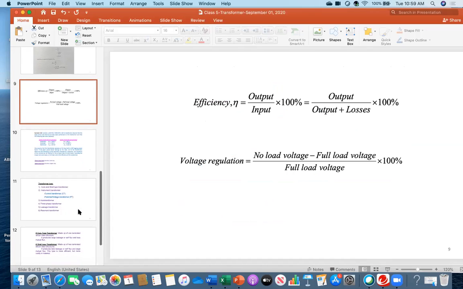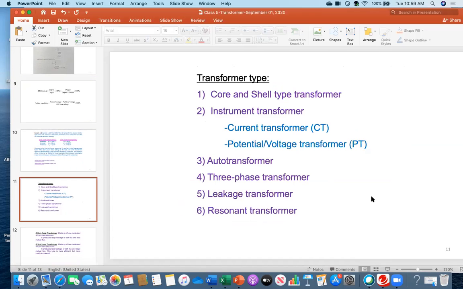Now, moving forward, I will be discussing a little bit more, another 5-10 minutes, then you are ready to go. Transformer types. So far we discussed the working principle of the transformer. We understood its equivalent circuit. We discussed how to conduct the short circuit test and open circuit test, how to find the parameters, etc. And now, what are the types of transformer?